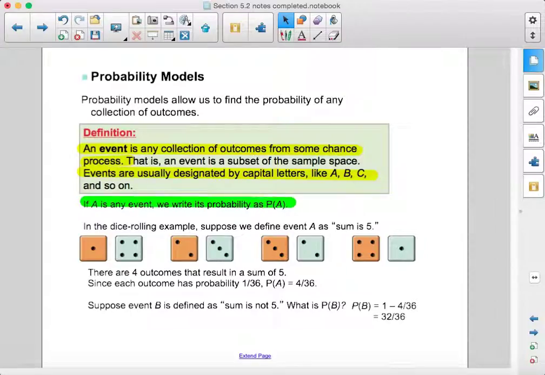So for instance, in this small example shown on the slide, it says if we define event A as a sum of 5, if you look back at the sample space, you can see there are 4 outcomes that result in the sum of 5. So since each outcome has probability 1/36, the probability of event A would be 4 over 36, or 1/9. You should always simplify if you can. It says suppose event B is defined as the sum is not 5. We'll define the probability of B. It'll be 1 minus the probability the sum is 5. So 1 minus 4 over 36, which will give me 32 over 36, or 8/9.